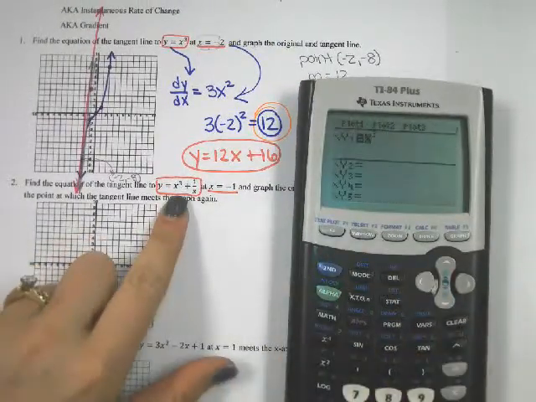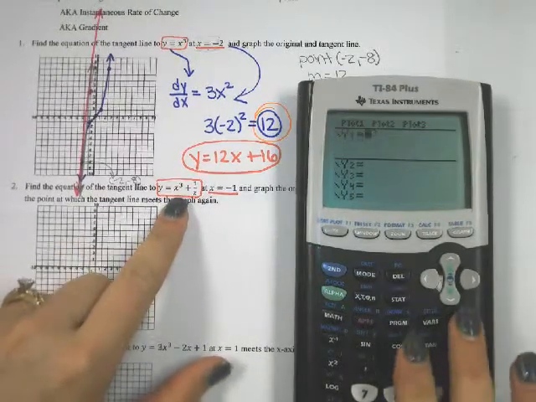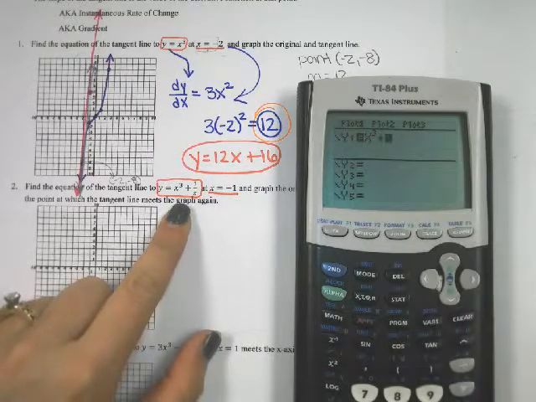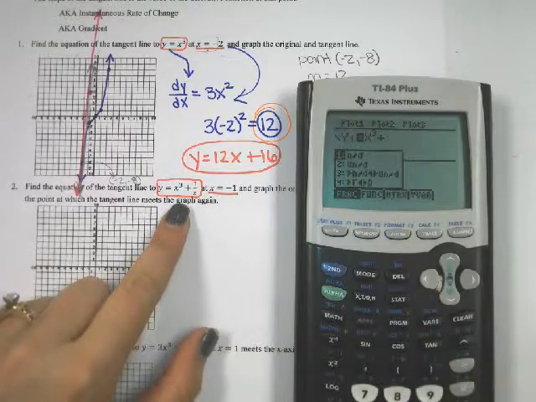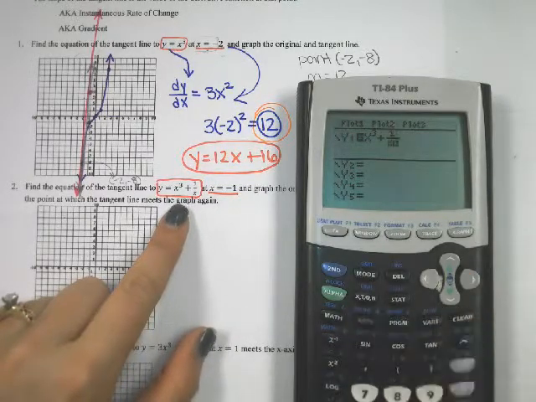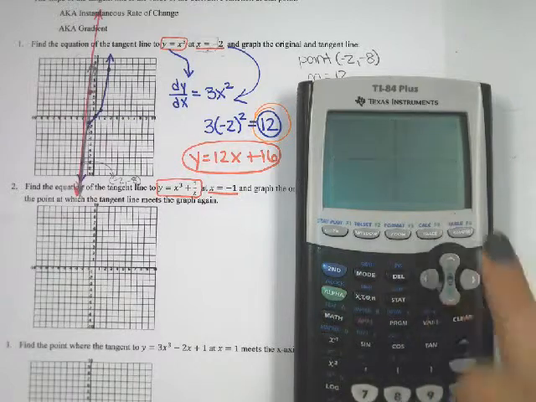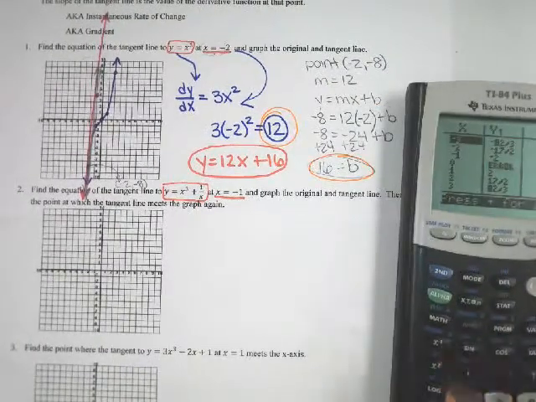So first, I'm going to graph this function to get a visual idea of what I'm working with. x cubed plus 1 over x. There it is. I'm going to graph this by going second table.